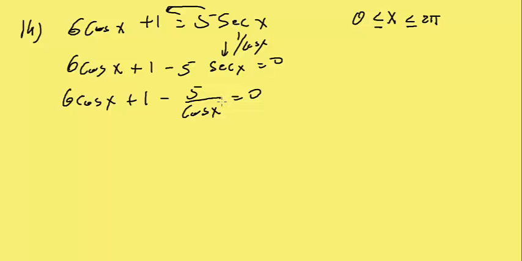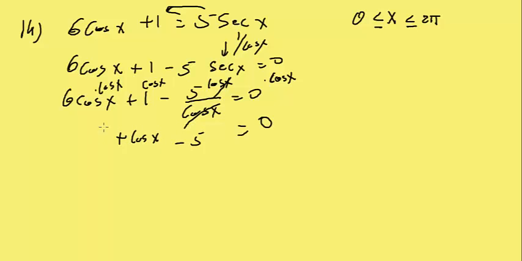Now I'm going to get rid of the fractions by multiplying everything by cosine of x. Of course, on the right side, that's still going to be 0. Here, the cosines cancel out, I get a negative 5, and then I have plus 1 cosine of x, and then I have a 6 cosine squared x. So this is a quadratic.